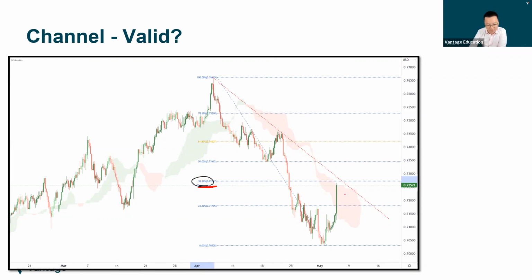You have price in a cloud, you have that trend line towards the downside providing a diagonal resistance level, you have your Fib level of 38.2 providing that Fibonacci resistance level. Price is in a resistance level. What do you think is going to happen next, given that price is in a resistance level?